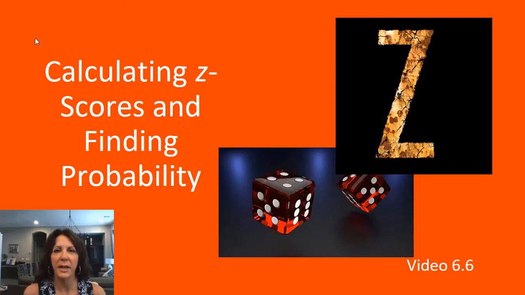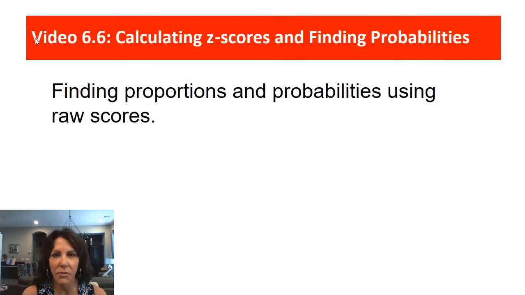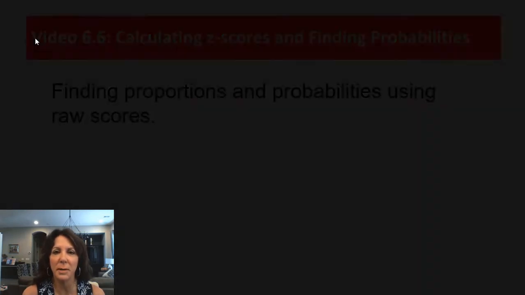In this video, you're going to calculate z-scores and find probability. We're basically putting everything together that we've learned so far. In this case, though, we're starting with the raw scores, we're turning them into z-scores, and then we're finding those probabilities on the unit normal table.